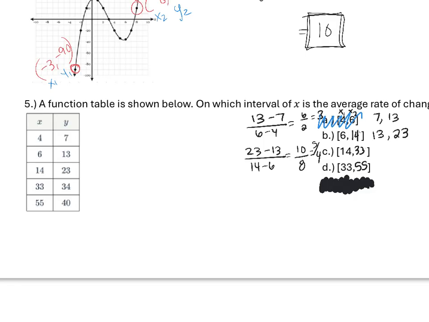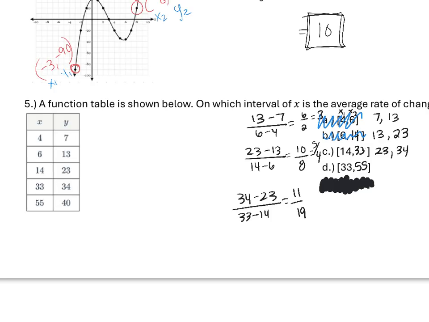If we look at C, from 14 to 33, so those two values are 23 and 34. 34 minus 23 over 33 minus 14. So 11, this becomes 11 over 19. Would you still have a negative over 19? Yeah, you're right. It is positive 19. So that is smaller than 5/4. So we're going to cross this out.